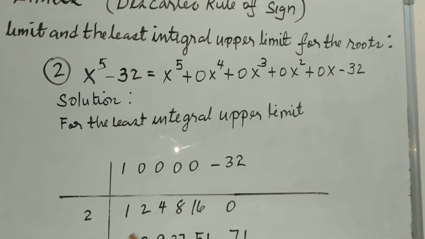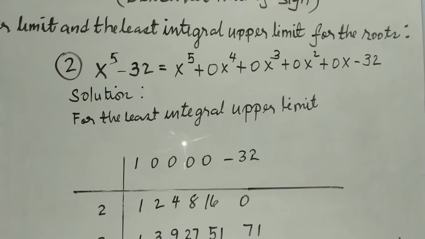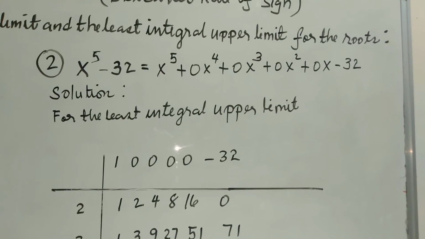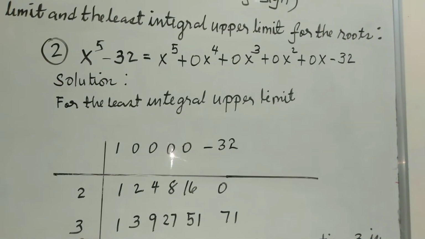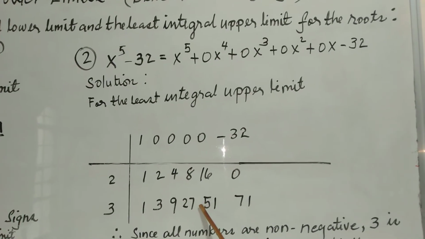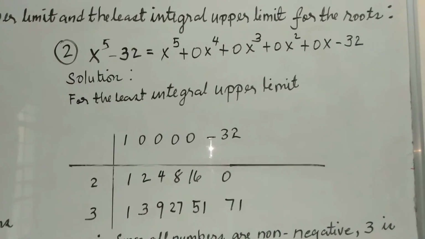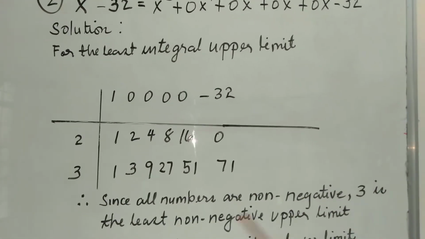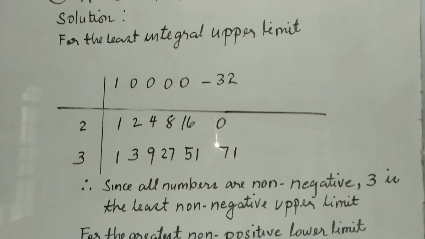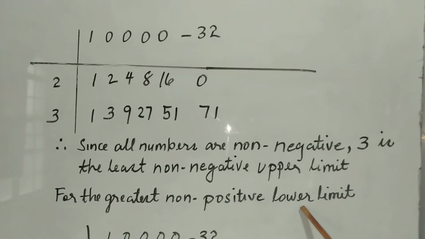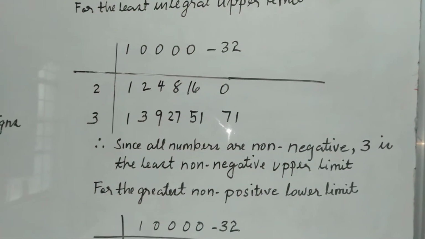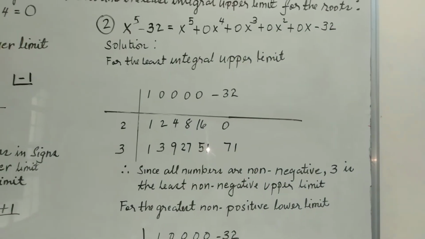So we expect that one of the roots of this binomial is 2, one of the roots, positive 2. So we try again, 3. As you can see, if we multiply all by this number here, all of these are positive, or non-negative. Since all numbers are non-negative, 3 is the least non-negative upper limit. So we test now for the greatest non-positive lower limit. Since we expect only 1, most of the other roots are negative. So we begin at 1.